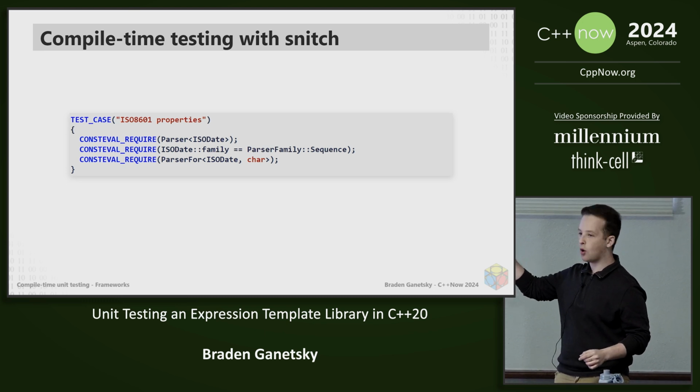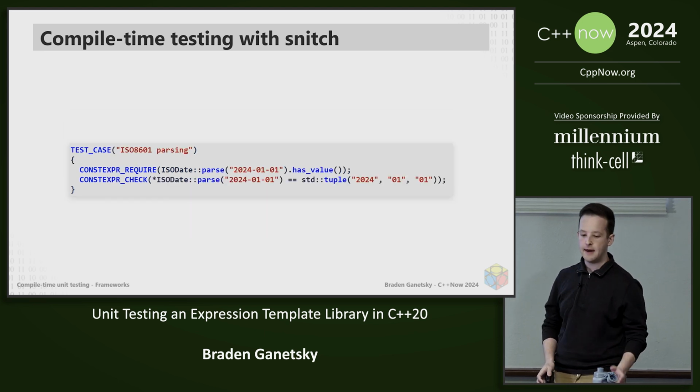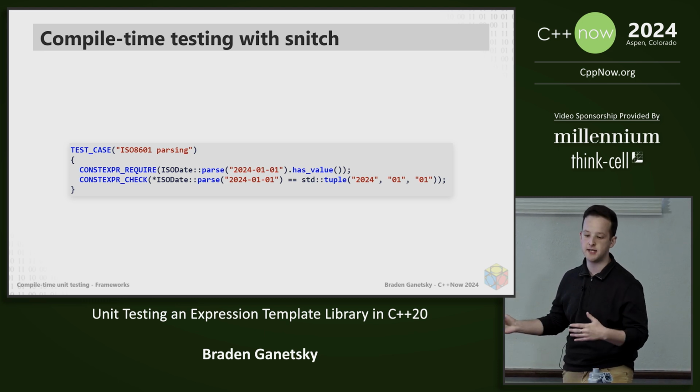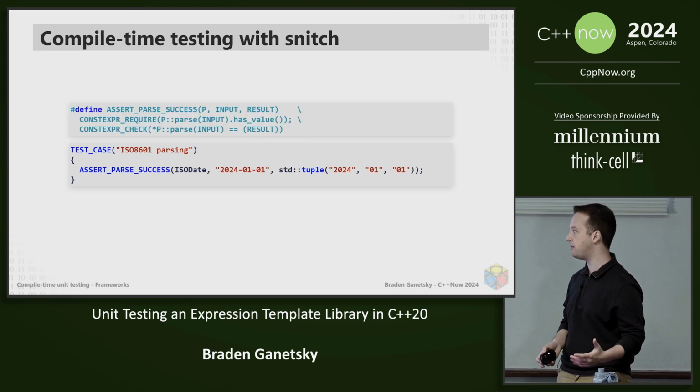So these are only checked at compile time. And of course, that passes. But I want to check things at compile time and runtime, so I use constexpr require and constexpr check. And of course, there is also consteval check, but I didn't show that one. So again, I have these test cases, but I want to factor it out because I don't want to repeat myself.